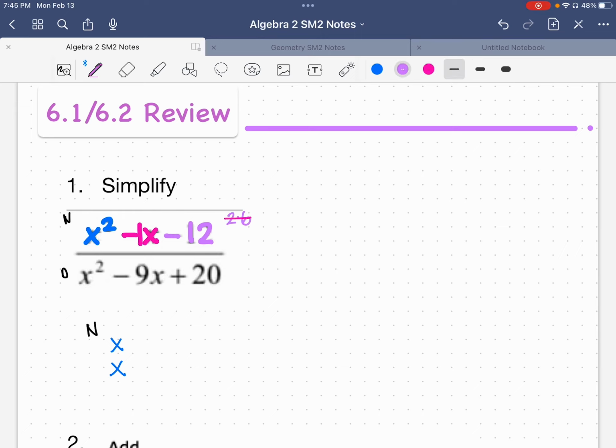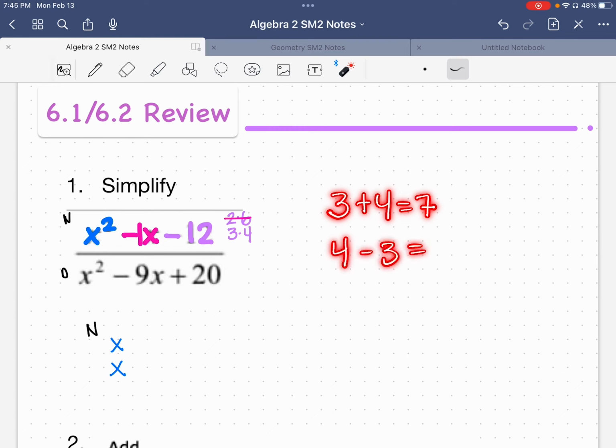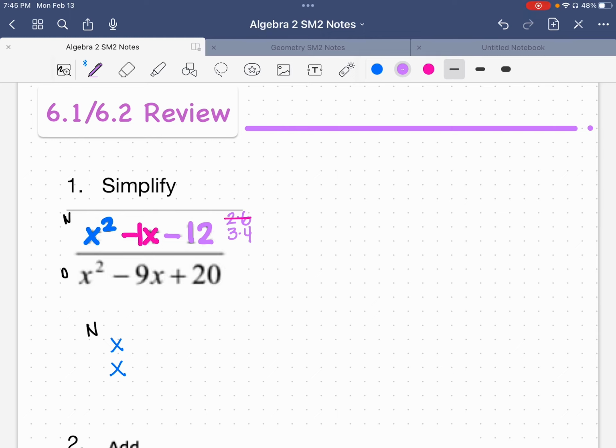So now I have to think of two other numbers that multiply to 12 but can sum to 1. You might be thinking 3 times 4. Let's see if it works. 3 plus 4 is 7. 4 minus 3 is 1. There we go, we got 1. If we can get 1, we can get positive 1. If we can get 7, we can get negative 7. We just need to play around with the signs. So I got 1, and I think it's going to be 3 and 4.